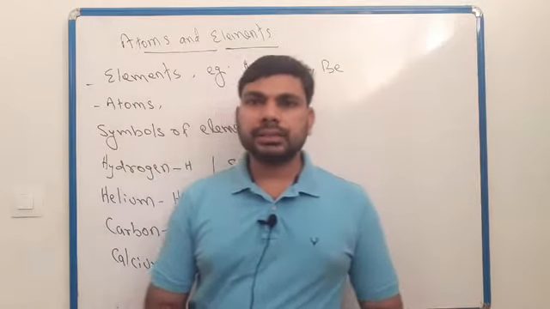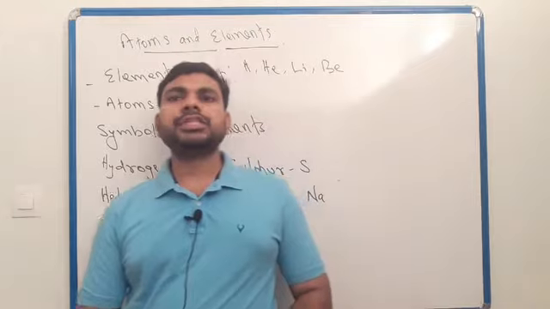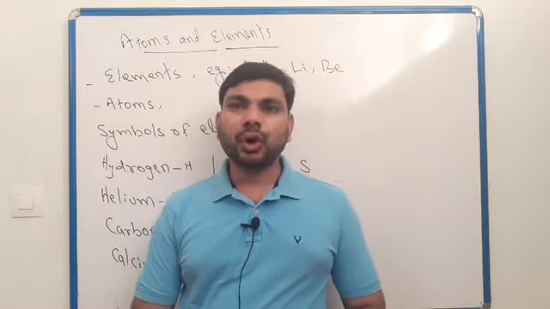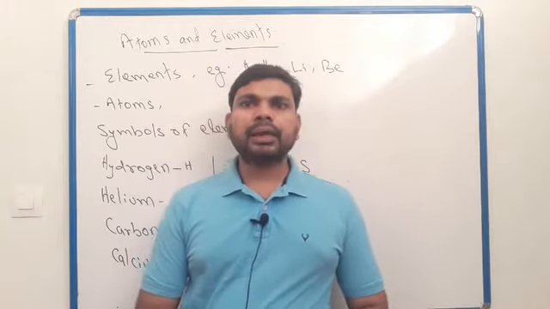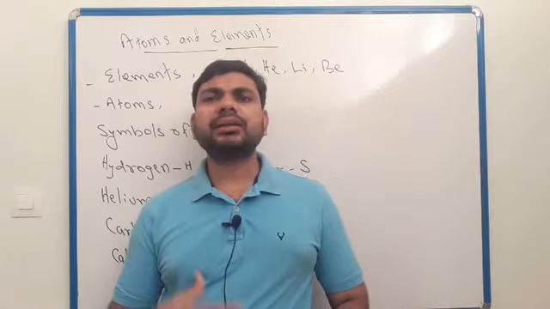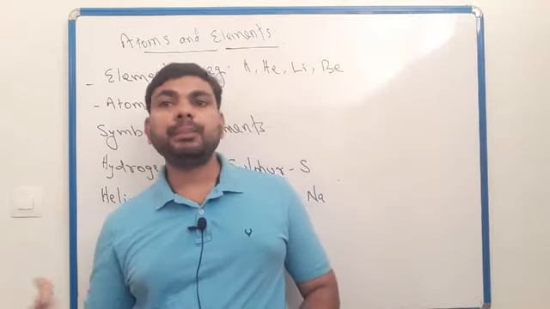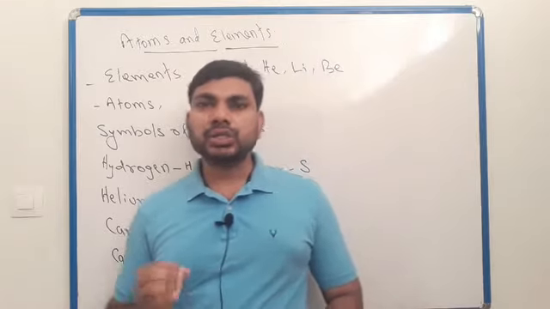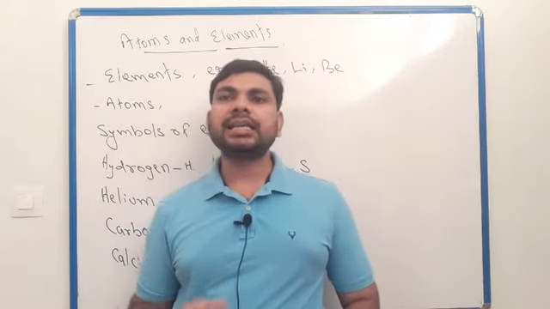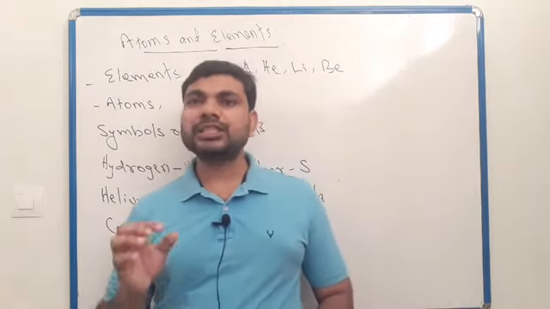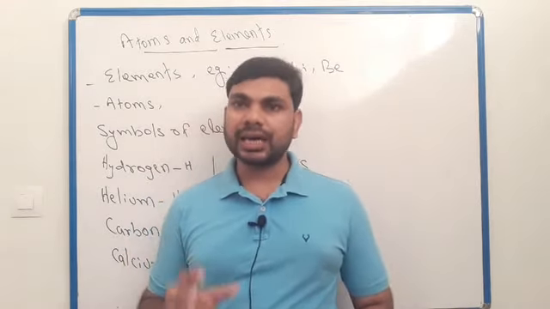Welcome to chemistry classes. In this video we have to discuss chapter 3: atoms, elements and compounds. First we have to discuss atoms. Atoms are the smallest part of any matter. We know there are three different states of matter: solid state, liquid state and gaseous state. All matter is made up of extremely small parts called atoms.